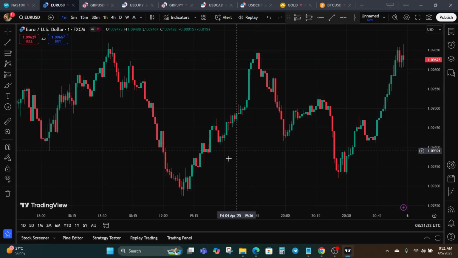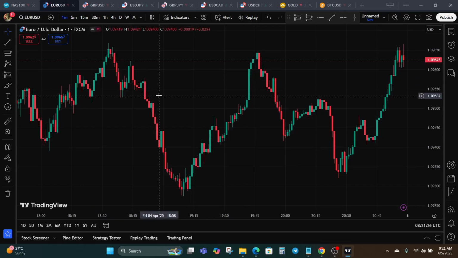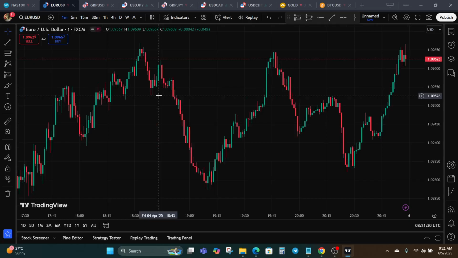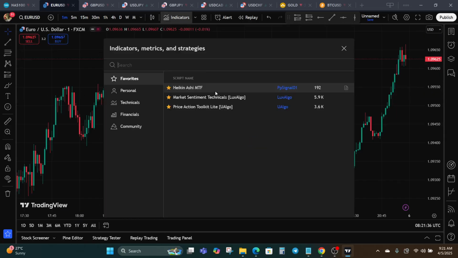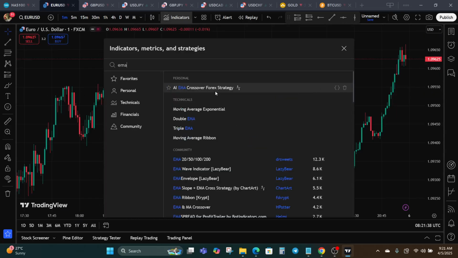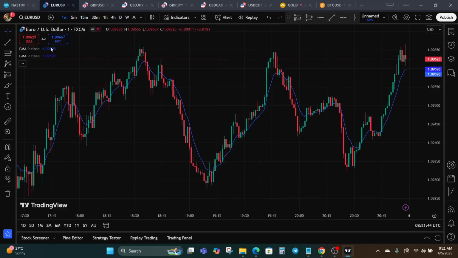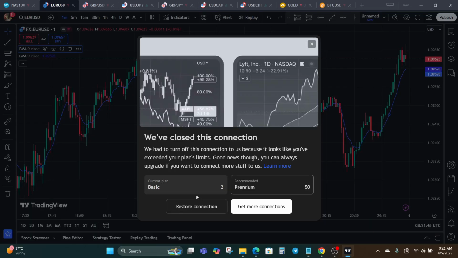First things first, open up your chart on a 1-minute time frame. This is crucial, right? You are scalping, not swing trading. We want fast entries and quick exits, right? So the next thing is to add your exponential moving averages. You add the 9 EMA and the 21 EMA to your chart.